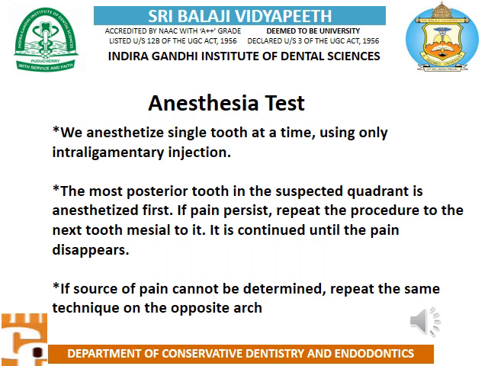Anesthesia test. We anesthetize a single tooth at a time using only intraligamentary injection. The most posterior tooth in the suspected quadrant is anesthetized first. If pain persists, repeat the procedure to the next tooth mesial to it. It is continued until the pain disappears. If source of pain cannot be determined, repeat the same technique on the opposite arch.